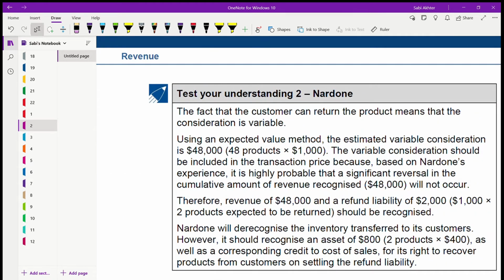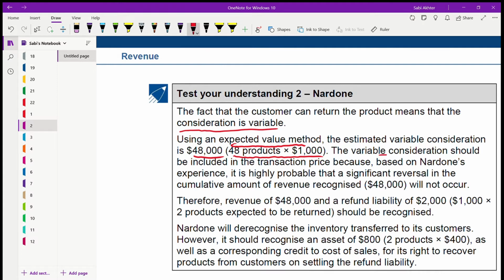So the fact that the customer can return the product means that the consideration is variable. Remember under part 1, when we were going through which considerations are variable, one of them was when you can return it. That consideration is variable. So using an expected value method, what is the estimated variable consideration? It is 48,000, because 48 products and 1,000 you are going to receive for each. So the variable consideration should be included in the transaction price.